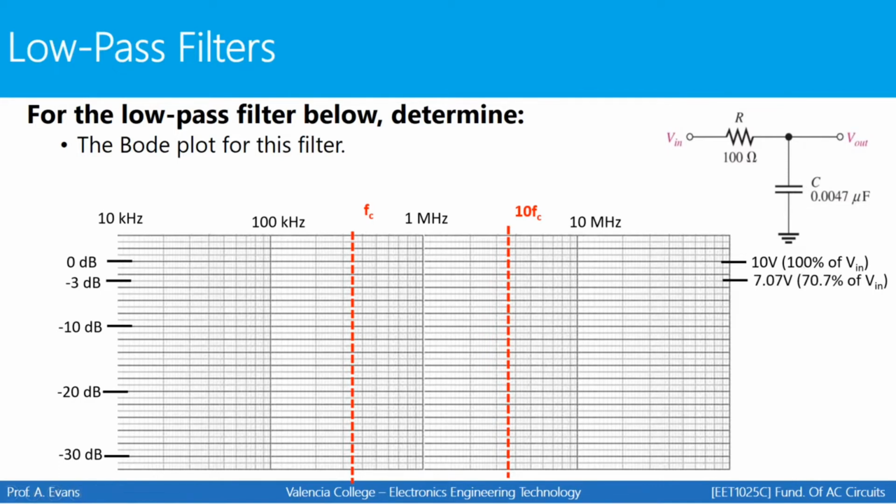Minus 3 decibels corresponds to the voltage I'm going to get at my critical frequency, which is 70.7% of VIN. If I put in 10 volts, I'm getting 7.07 out. Negative 10 decibels corresponds to 31.6% of your input voltage. If I put in 10 volts, I'm getting 3.16 out. The negative 20 decibel line corresponds to 10% of your input voltage. If I put in 10 volts, I'm getting 1 volt out at minus 20 decibels. And at minus 30 decibels, I'm getting 3.16% of my input voltage as the output. If I put in 10 volts, I'm now getting 316 millivolts.